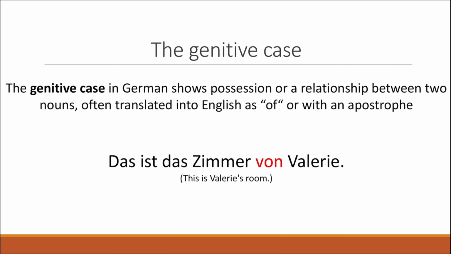Now another way to write it would be das ist das Zimmer von Valerie, and the meaning is the same, this is Valerie's room. But by doing this, we're showing a possession without using a genitive construction. We're using a dative one, so it's basically the same.